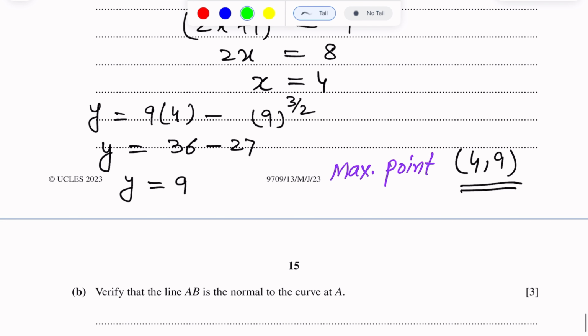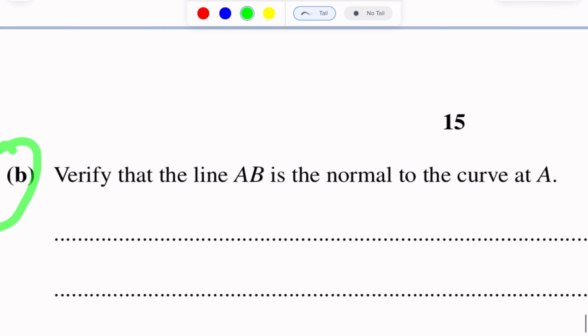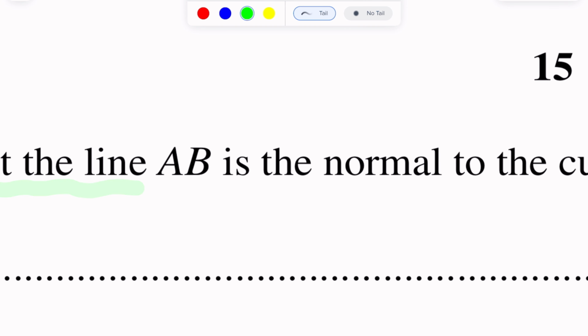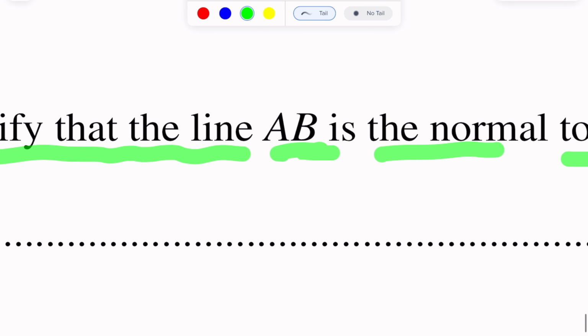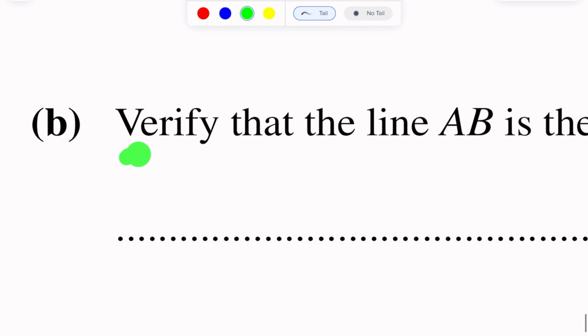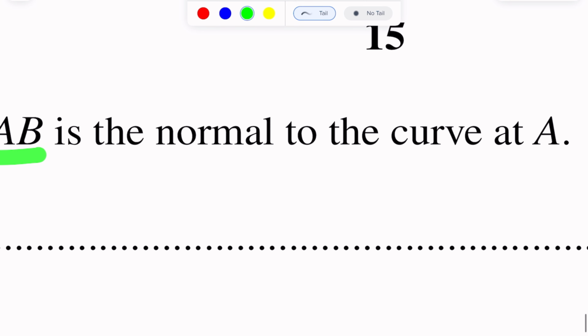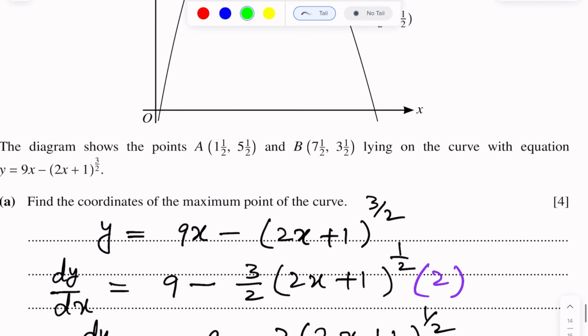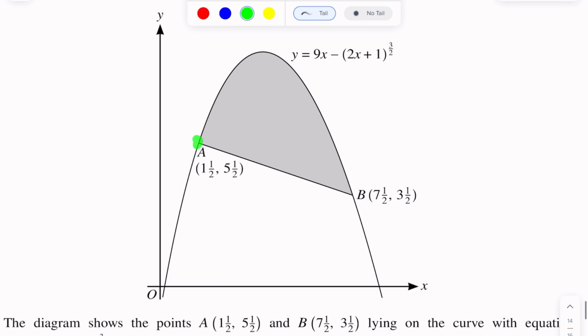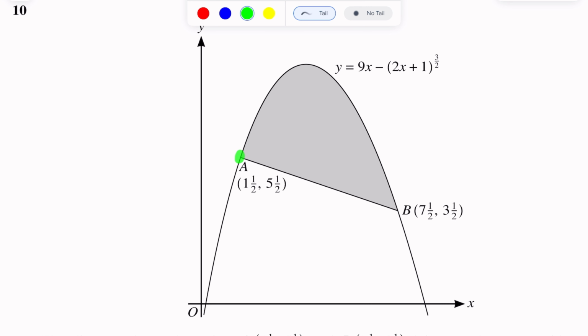The next part B of this question is: verify that the line AB is the normal to the curve at point A. We have to verify that line AB is normal to the curve at A. This point is point A. We have to verify that AB is a normal to the curve at A.